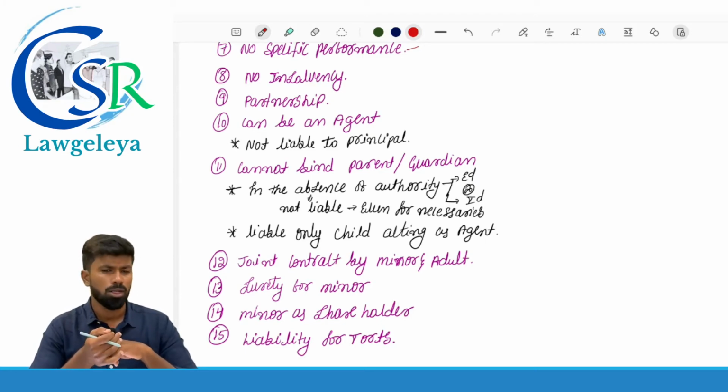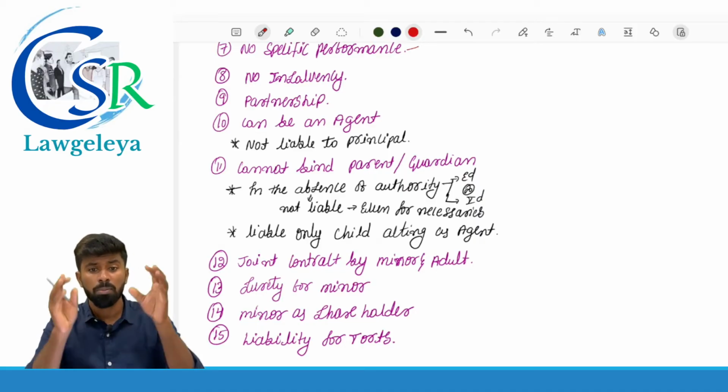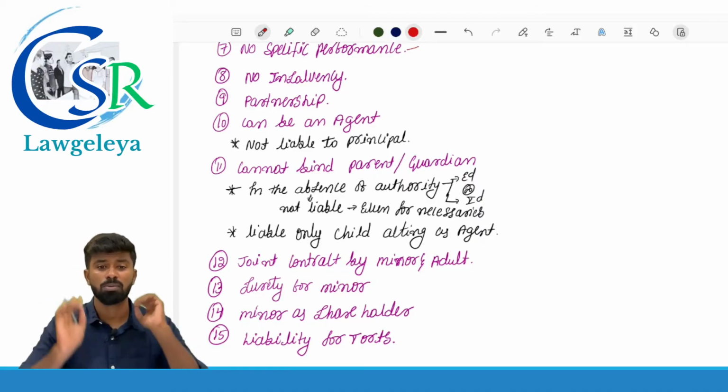Partnership, can he be a partner? No, he can only be a beneficiary. Under section number 30 of the Indian Partnership Act, a minor can be admitted to the benefits of the partnership.